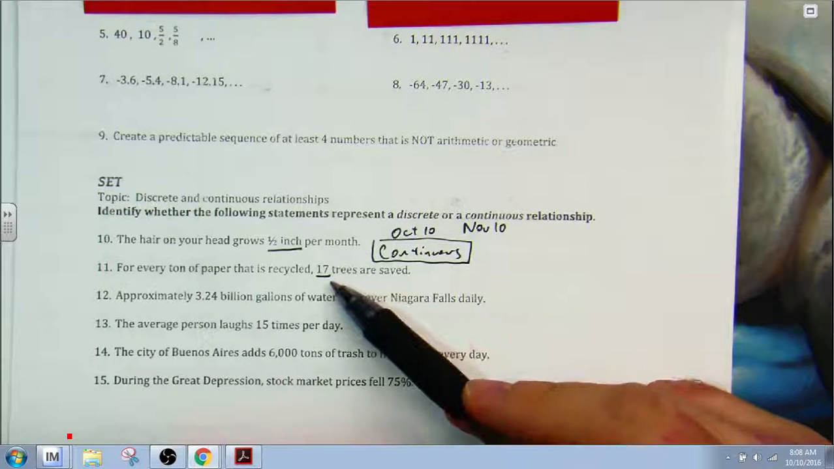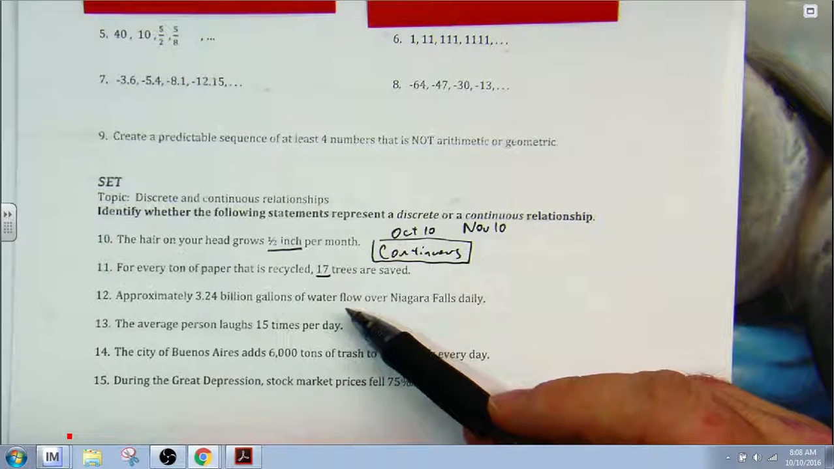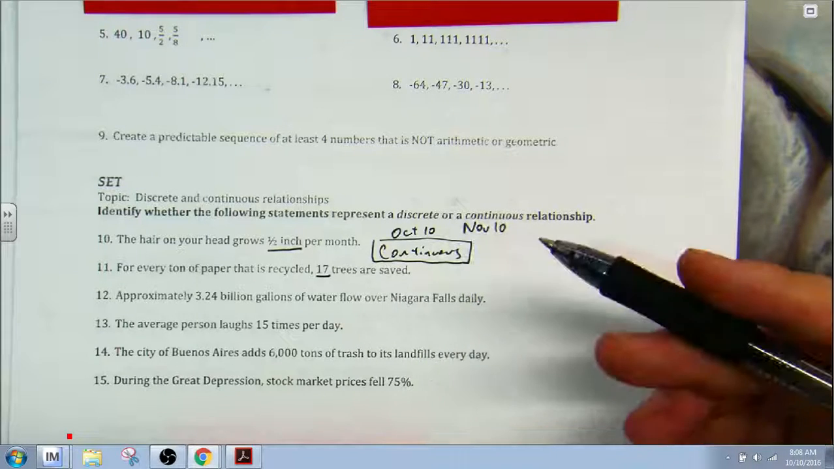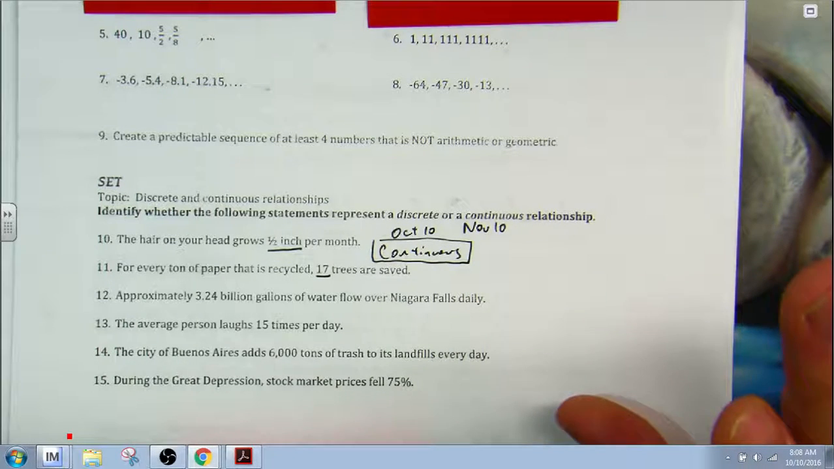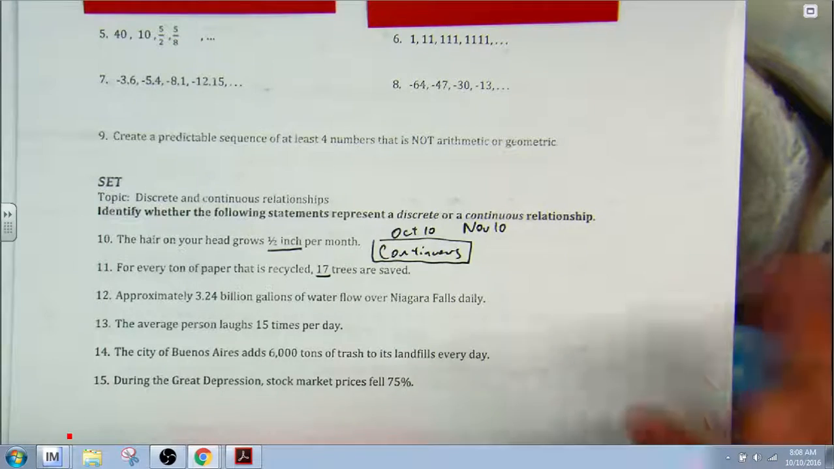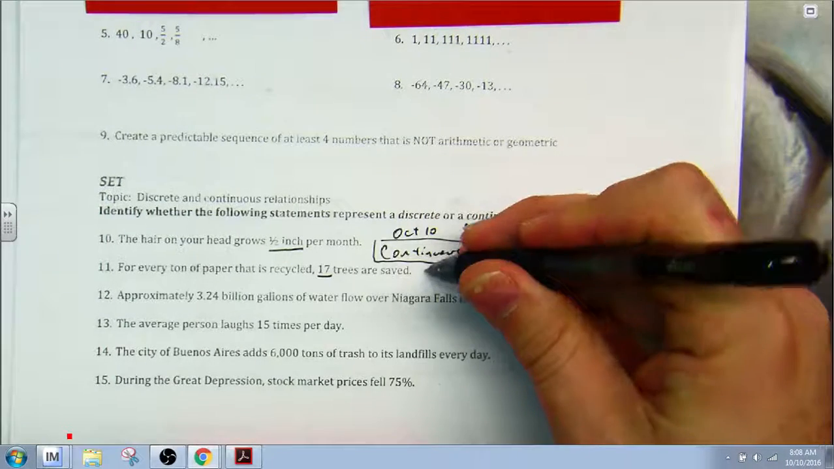We have to look at the tree as a whole tree. Like when they are logging, they don't cut down half of a tree and leave half of it still in the woods, because we only needed half that tree that day. No, so we're going to view it as a full tree. So this is going to be discrete.